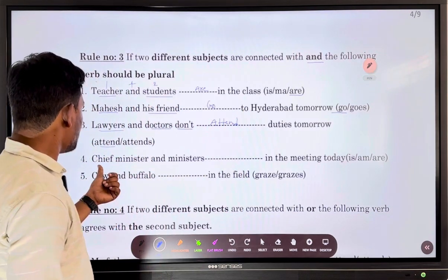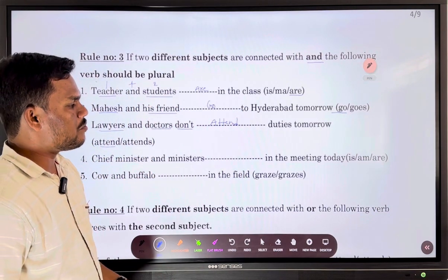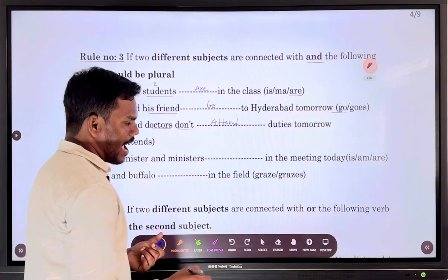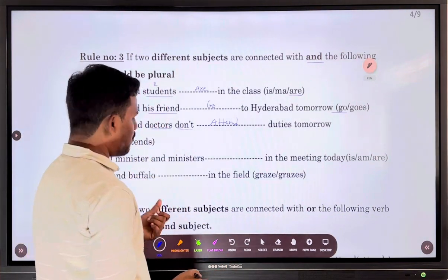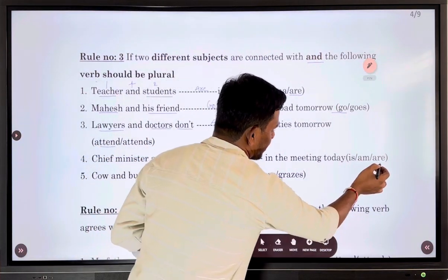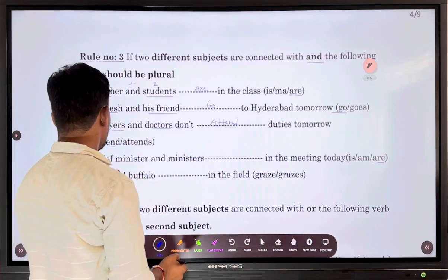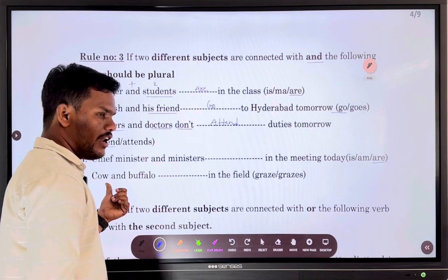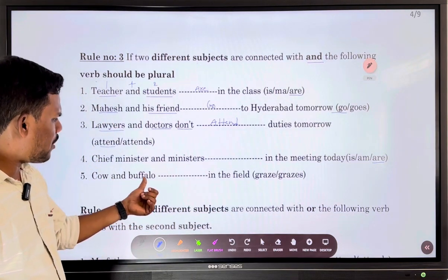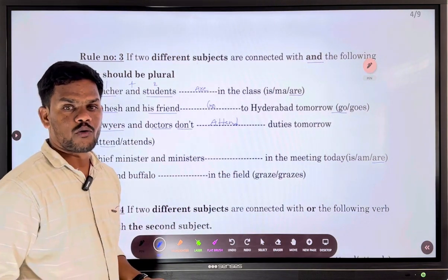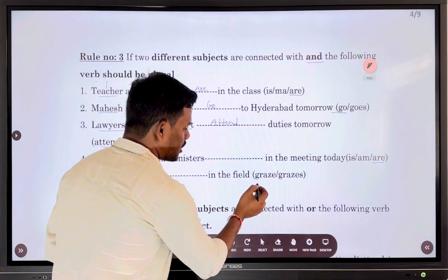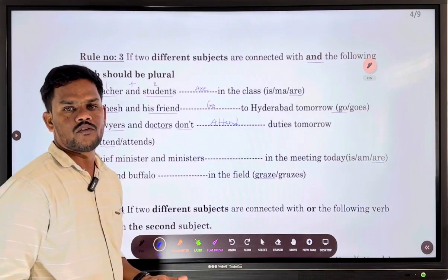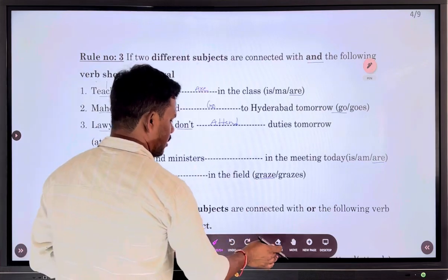Next, coming to chief minister and ministers dash in the meeting today. Is, am, or are? As it is a plural subject, we have to take are. Chief minister and ministers are in the meeting today. And next, fifth example, see, cow and buffalo dash in the field, graze or grazes? As it is a plural subject, we have to take graze as a plural verb. Understand?